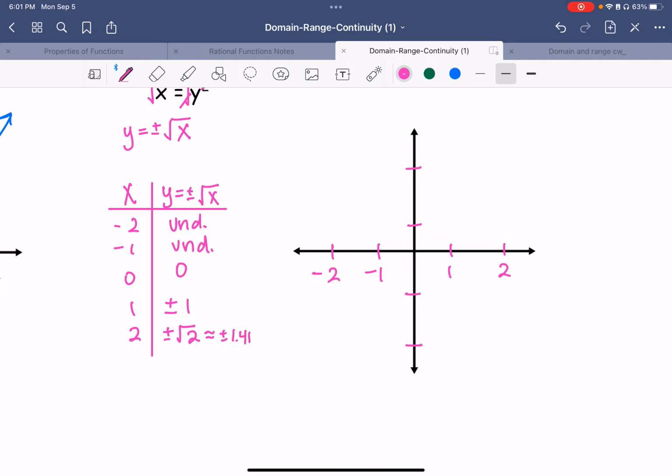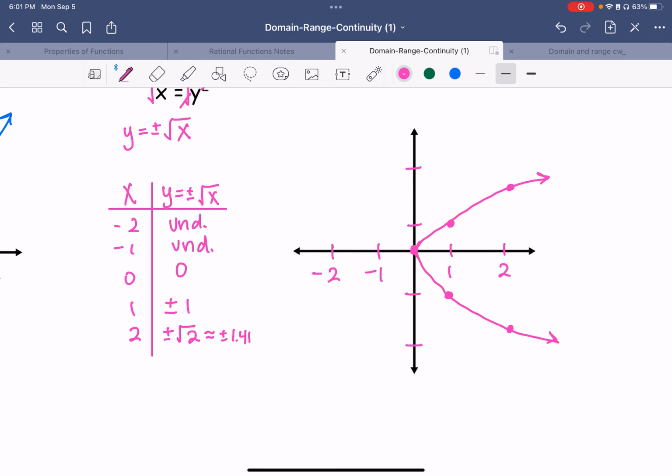On my coordinate plane, we start at the origin. At x equals 1, we have +1, but we also have -1. And at 2, we have positive 1.41 and negative 1.41. And so it kind of creates this sideways parabola.